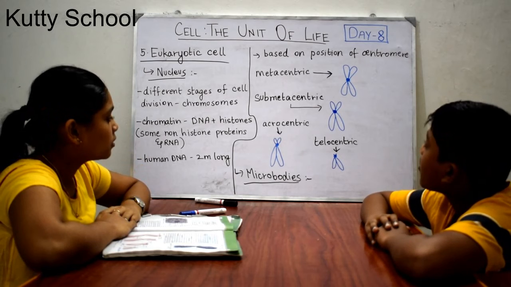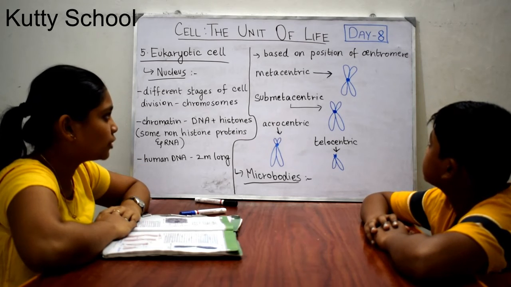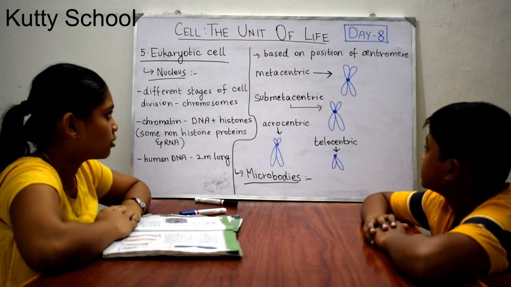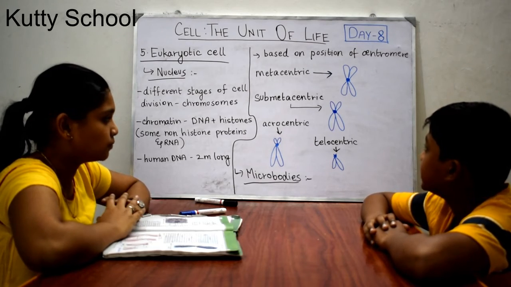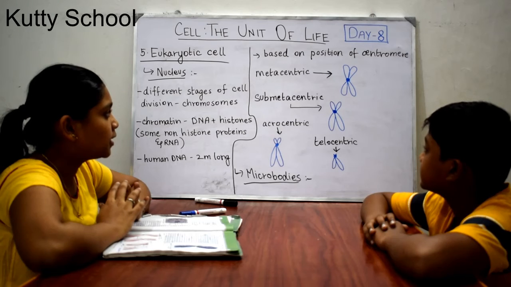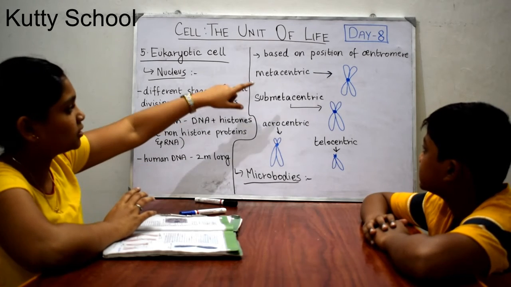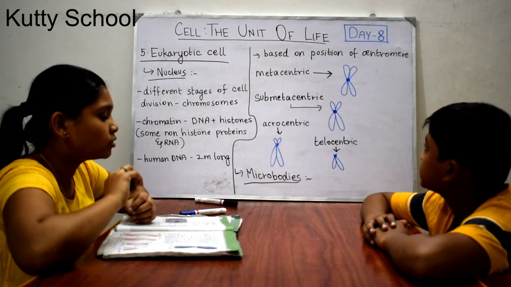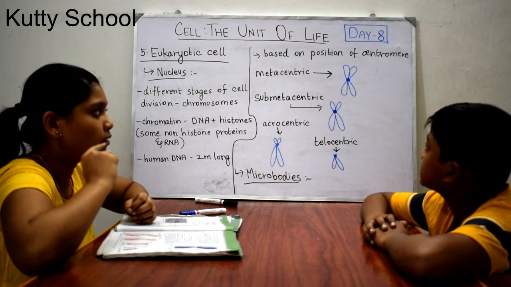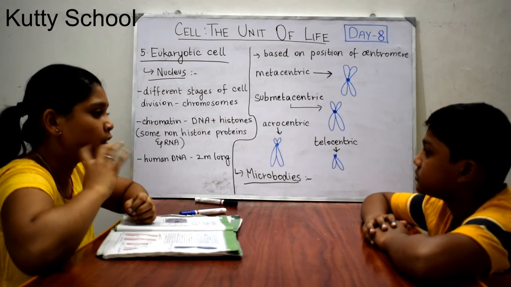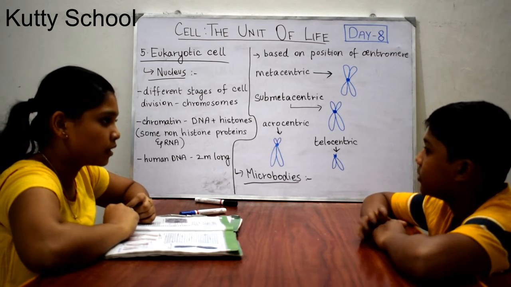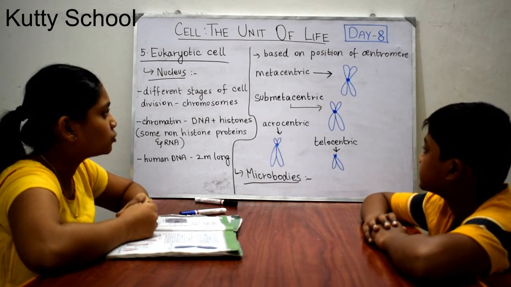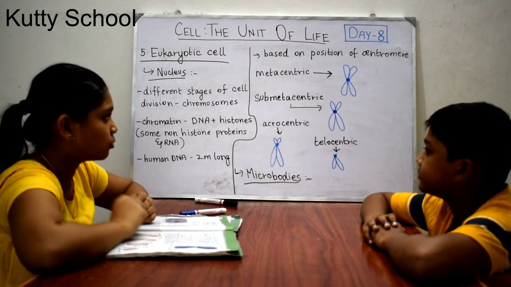Now, based on the position of the centromere in a chromosome, chromosomes are of 4 types. The first one is the metacentric chromosome. Here the centromere is present at the center of the chromosome. To the side of the centromere, a small structure called the kinetochore is present, which helps in cell division.